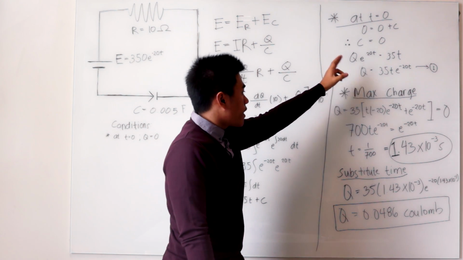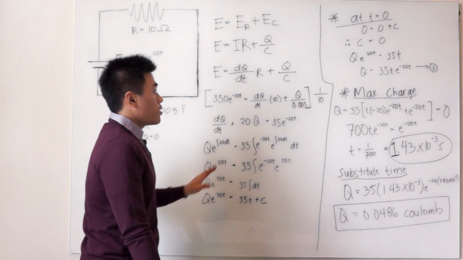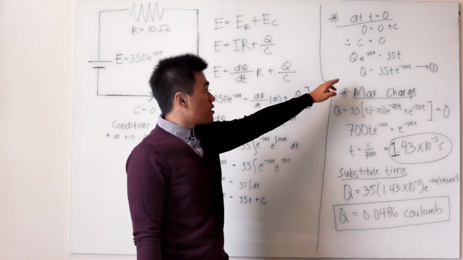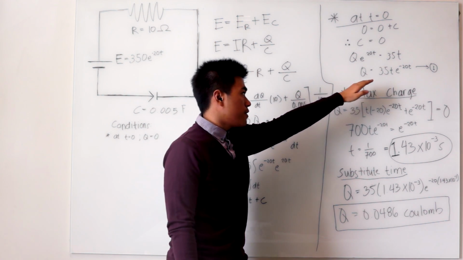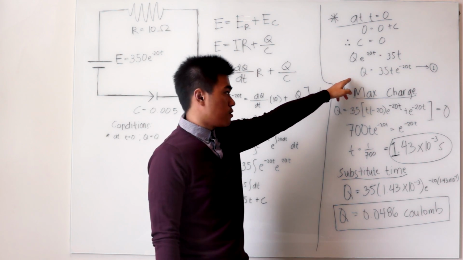After simplifying everything and substituting the C into this equation, we will get the equation for the charge at any time, which is equal to 35t times e^(-20t), and this is our equation 1.